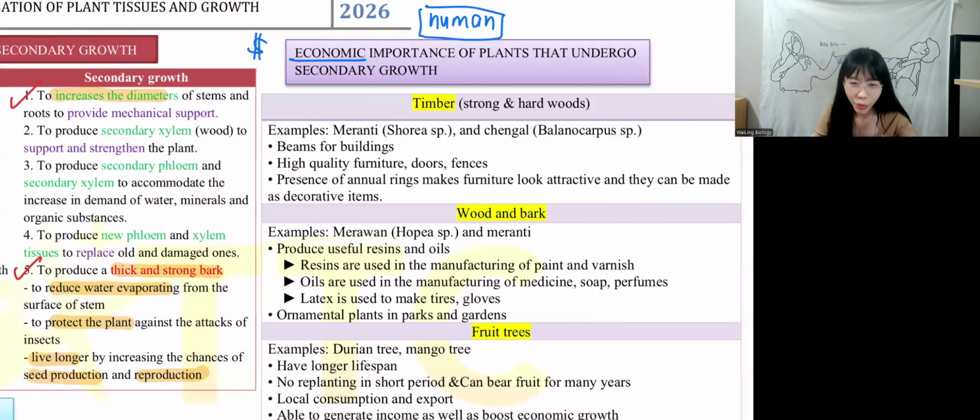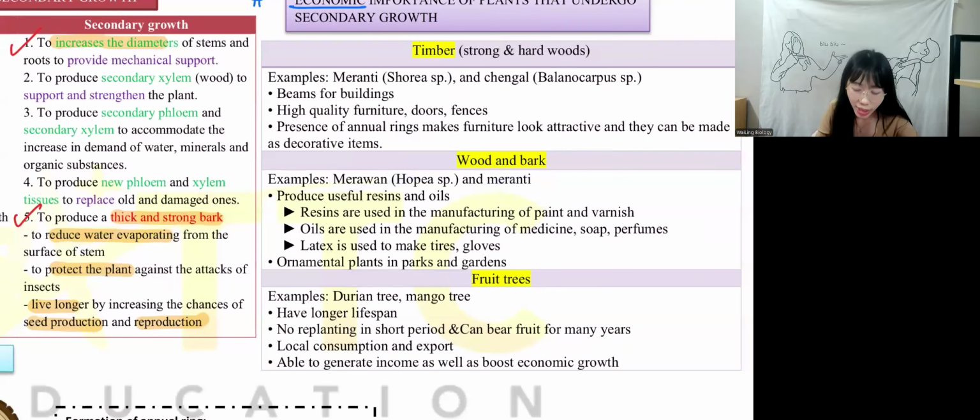For the wood and bark, we have Merawan and Meranti. They can produce resin and oil. What are resin and oil? Resin can be made into paint, in the manufacturing of paint and varnish. Paint is the normal paint. Varnish is a coating, and that's made from resin. Oil is used in the manufacturing of medicine, soap, and perfume. Oil is the essential oil.